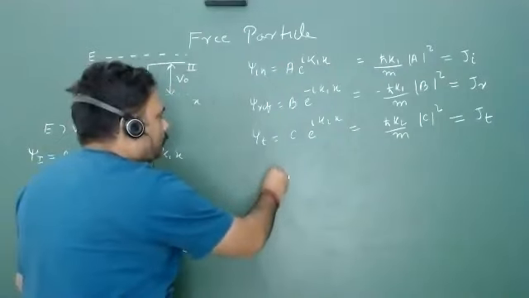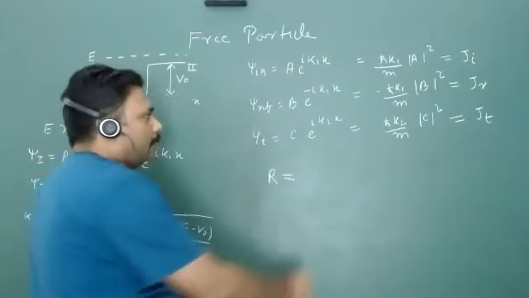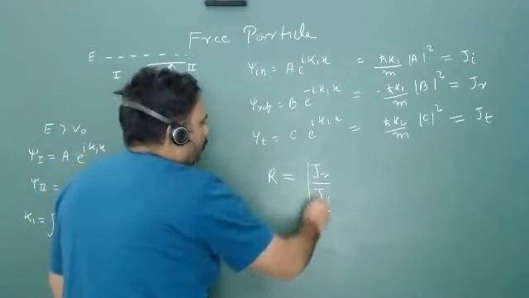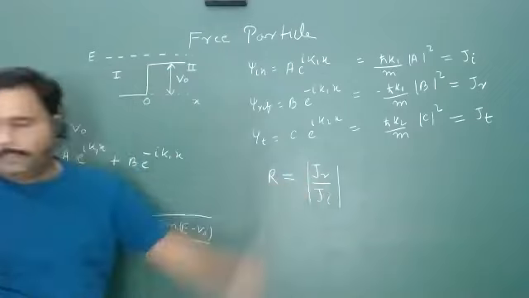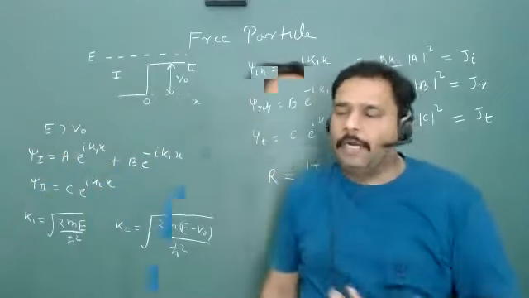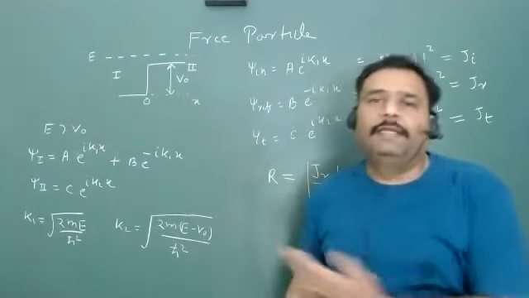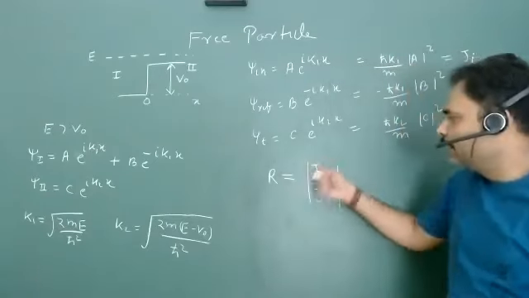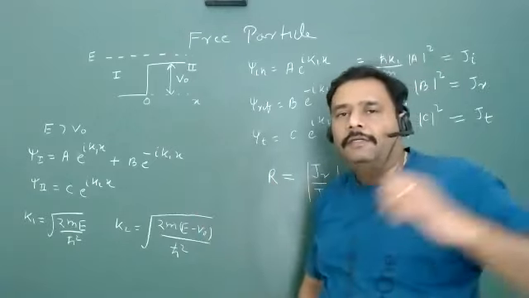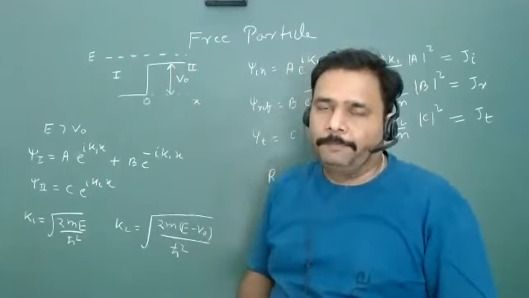Now let us try to define two new parameters. The first parameter is the reflection coefficient. What is the reflection coefficient? It is J R upon J I, and we take the mod value, because this is just a number, and we just want to see how the incident intensity and reflected intensity vary with respect to each other. We take the ratio between what is coming and what is reflected after it interacts with this particular potential.